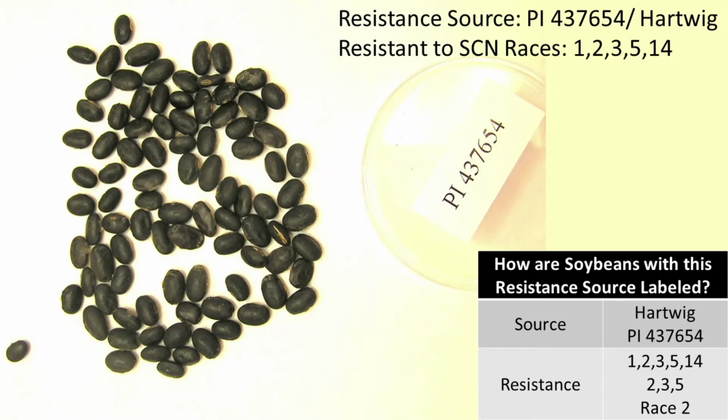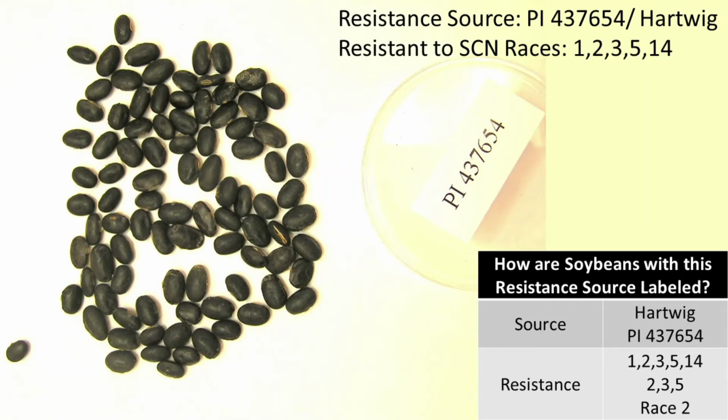And you'll remember from earlier that races 2 and 5 are those most commonly found in fields in Tennessee. The availability of cultivars developed from this resistant source is not particularly widespread, but I'll give you some tips to identify it when you see it. So the source could be either listed as Hartwig or as PI 437654. Again, the resistance in most lines comes from 437654 through Hartwig.